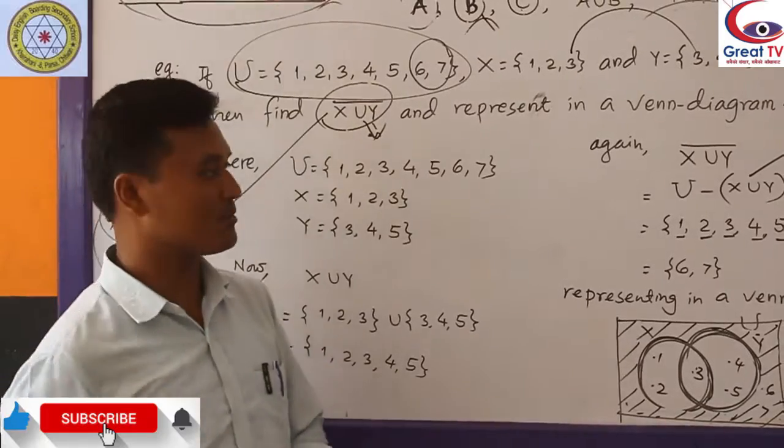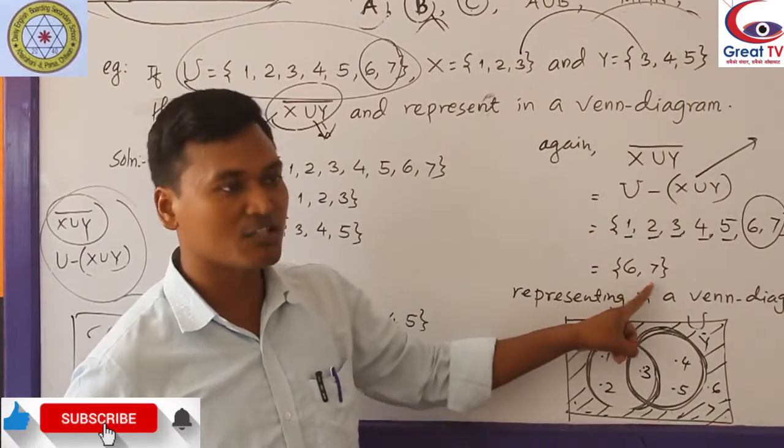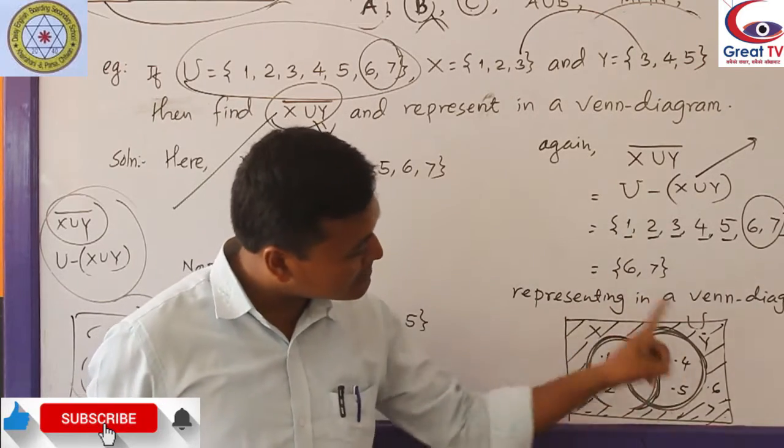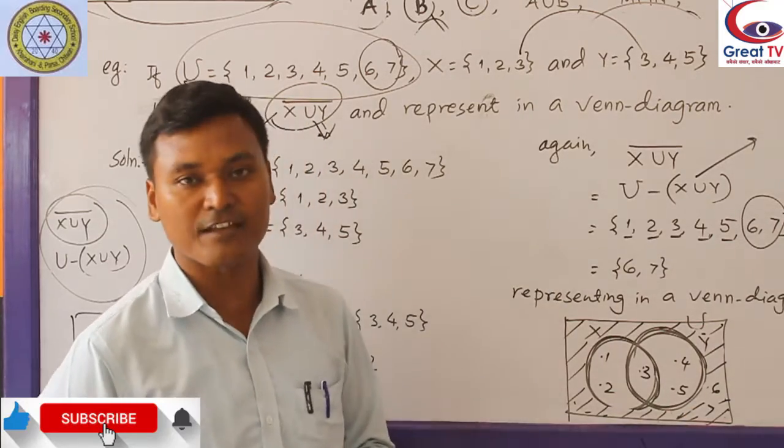We have one more idea also, because this is mathematics. So we have calculated (X union Y) complement. We got 6 and 7. And do check them in the Venn diagram. In the shaded part, there must be 6 and 7. This is the idea to check the answer.